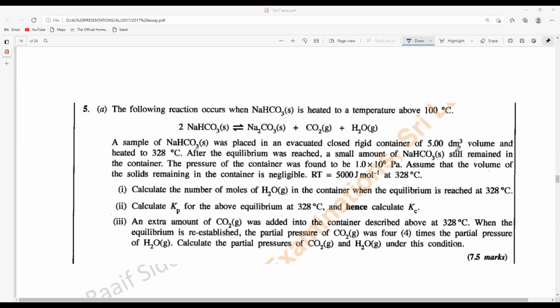Calculate Kp for the above equilibrium. So this is a solid, these two are gases, and calculate Kc as well. And there is another additional question. So first we will calculate the number of moles of H2O. So we need to calculate H2O gas moles and Kp and Kc. So we will discuss this very quickly, right?